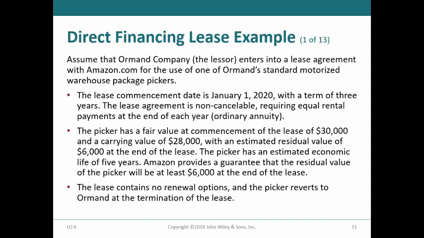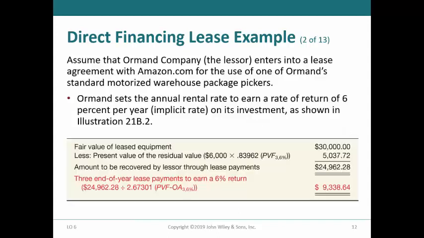The picker has a fair value of $30,000 and a carrying value of $28,000 on Ormond's books, and an estimated residual value of $6,000 at the end of the lease. The estimated economic life of the picker is 5 years, and Amazon provides a guarantee that the residual value will be at least $6,000 at the end of the lease. There are no renewal options, and the picker reverts to Ormond at the termination of the lease.